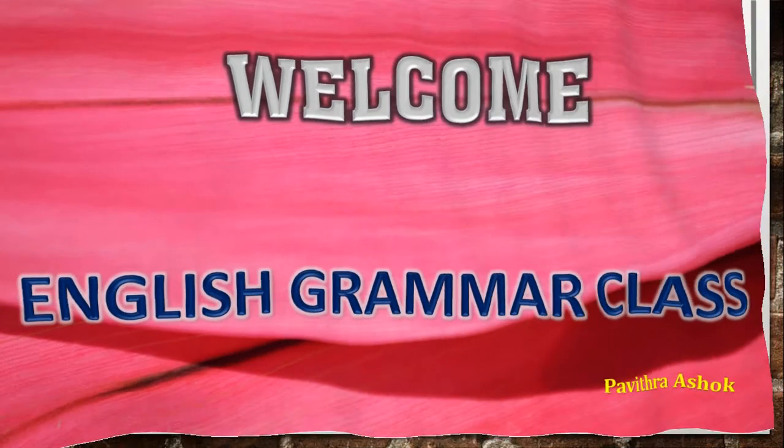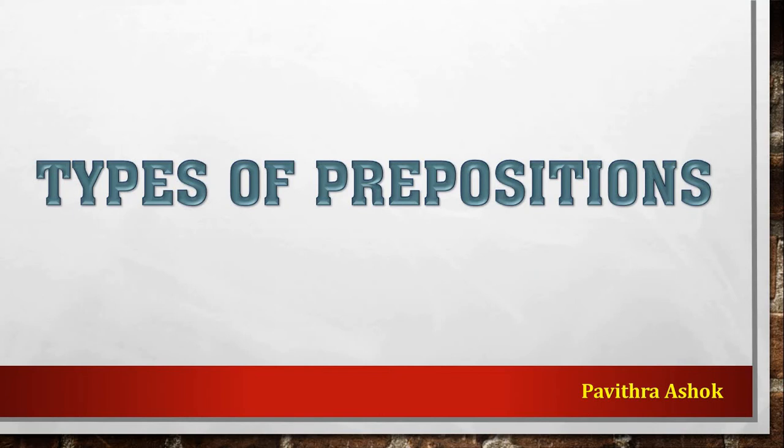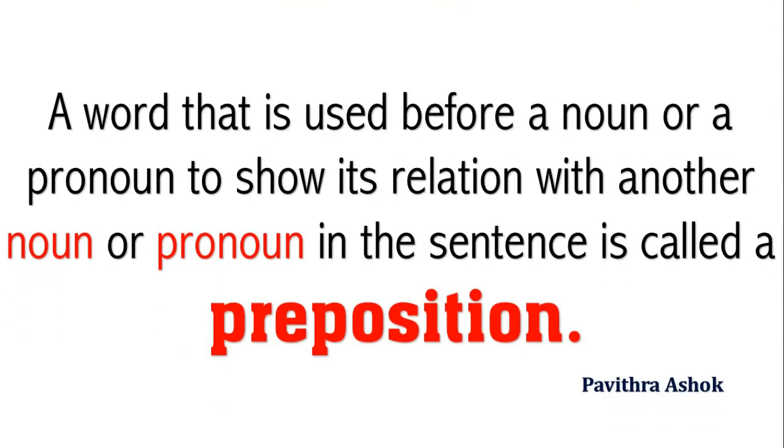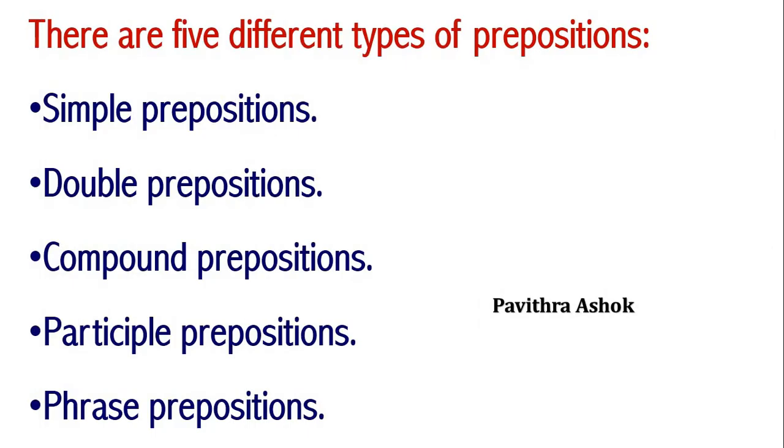In the previous session, we had discussed types of prepositions. What is a preposition? A word that is used before a noun or a pronoun to show its relation with another noun or pronoun in the sentence is called a preposition. The 5 different types of prepositions are simple prepositions, double prepositions, compound prepositions, participle prepositions, phrase prepositions.